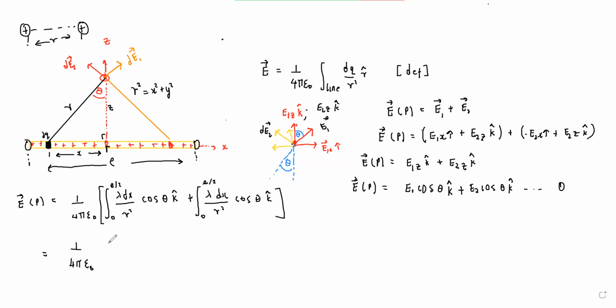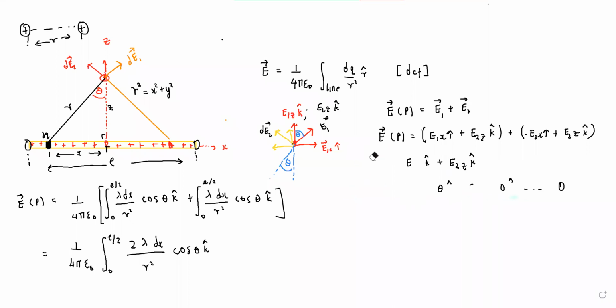Which is very easy. When you simplify this, we have the integral from 0 to L over 2 of 2 lambda dx over r squared cos theta k. Interesting. All right, so how do we move? Let us erase this so that we can have enough space.